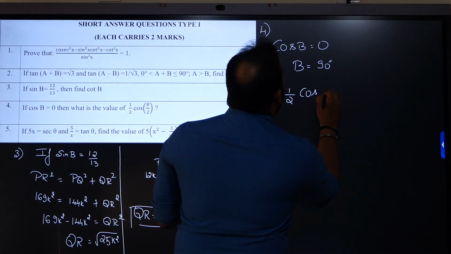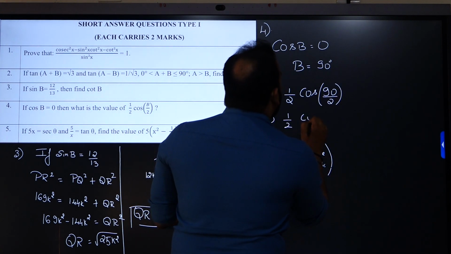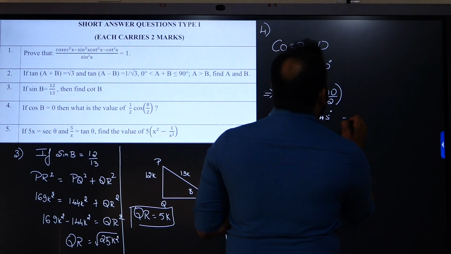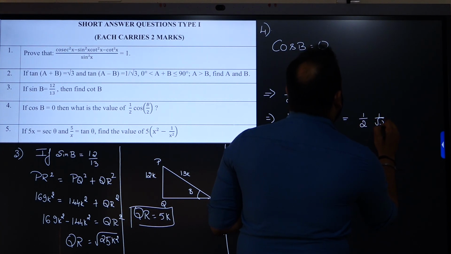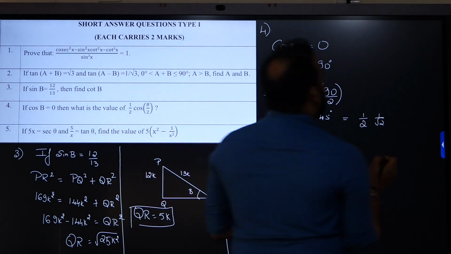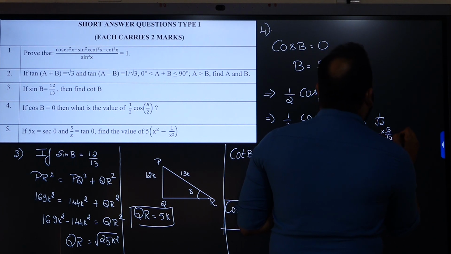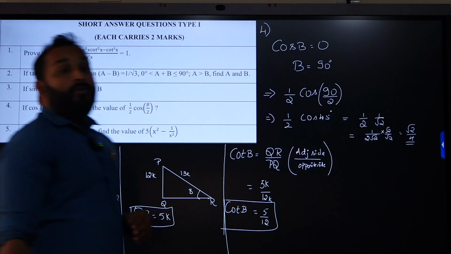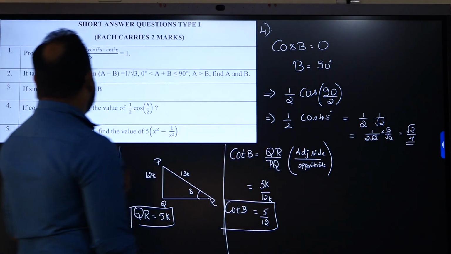So half cos B by 2 will be half cos 90 by 2, which is nothing but half cos 45. And you know what is the value of cos 45 degree? What is cos 45 degree, children? Tell me. Cos 45 degree is 1 by root 2. Right? Cos 45 is 1 by root 2. So what is the value you are getting here? It is 1 by 2 root 2. And you can't keep it like that. So multiply root 2 to the numerator and denominator. It's basically root 2 by 4. This is your answer. So that is the value of half cos. I hope the fourth question is clear for all of you, children.